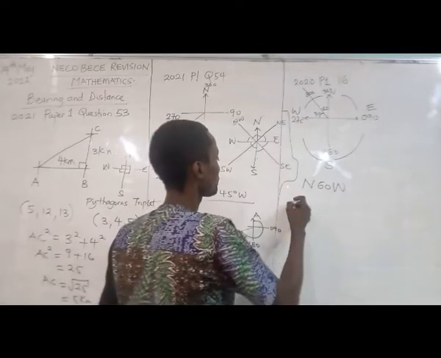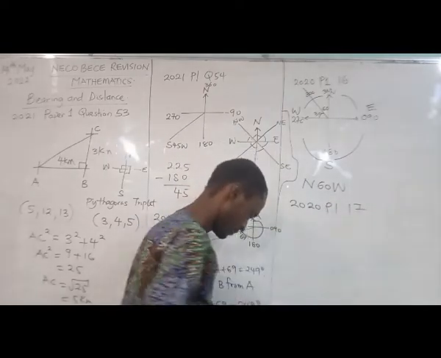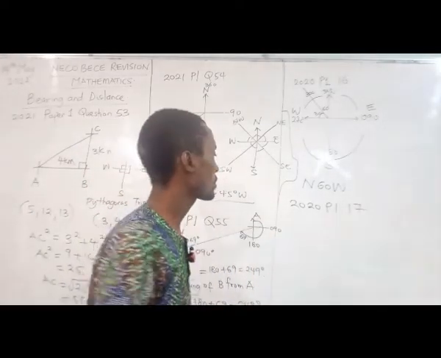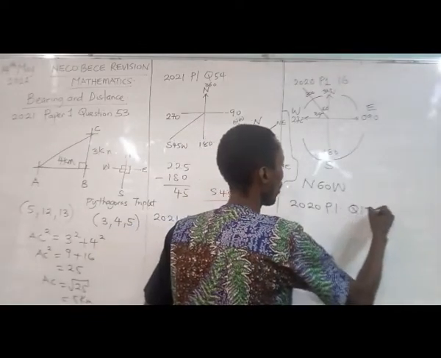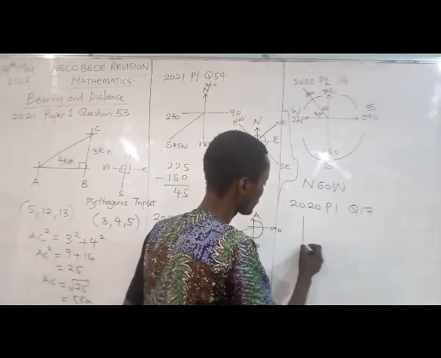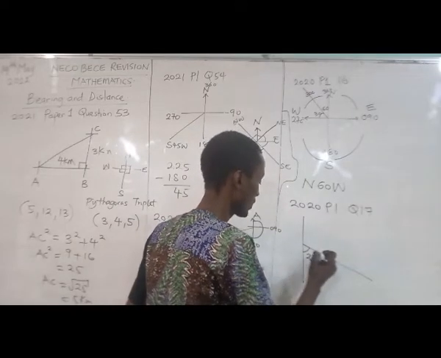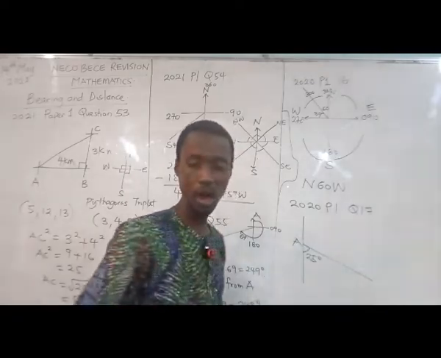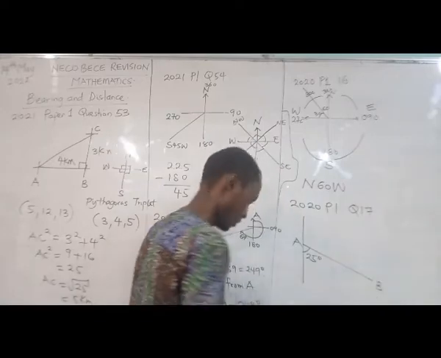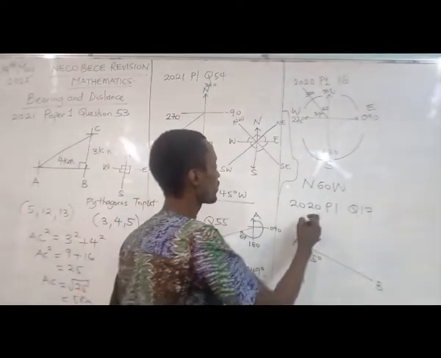Now let's look at a question from that same year. Question 17 says, what is the bearing of B from A in the figure below? Now let's draw that figure. Some of these questions you don't even need to write so much. What is the bearing of B from A? This one is even very simple.